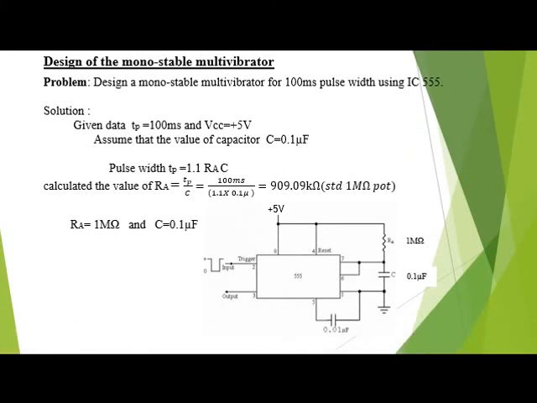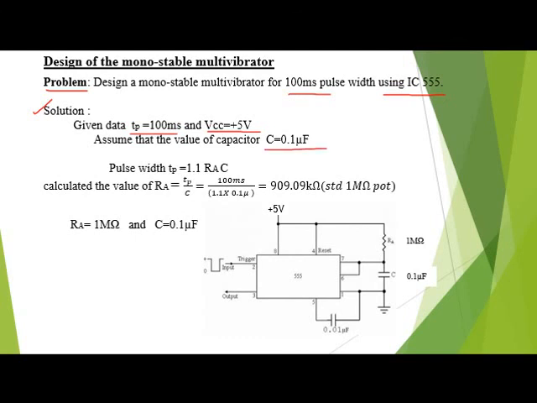After the completion of the discussion of the monostable multivibrator applications, circuit and explanation, now we come to the design of the monostable multivibrator. I have taken one example problem. Design a monostable multivibrator of 100 millisecond pulse width using the 555 timer. The solution: given TP is equal to 100 millisecond, and the supply of the 555 timer is plus 5 volt. We can assume that the value of the capacitor is C equal to 0.1 microfarad.